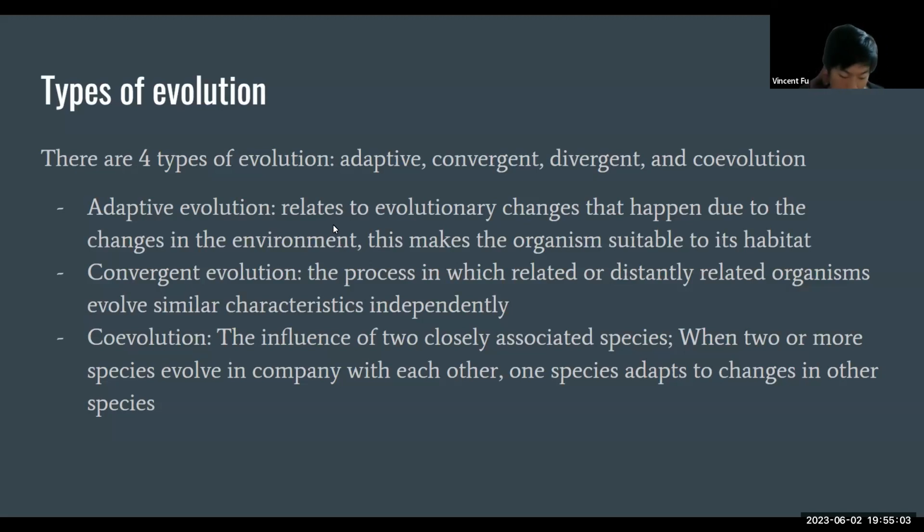The second type of evolution is convergent evolution. This is the process in which related or distantly related organisms evolve similar characteristics independently. And then finally, there's coevolution, which is the influence of two closely associated species. Basically, when two or more species evolve in company with each other, one species adapts to changes in the other species.